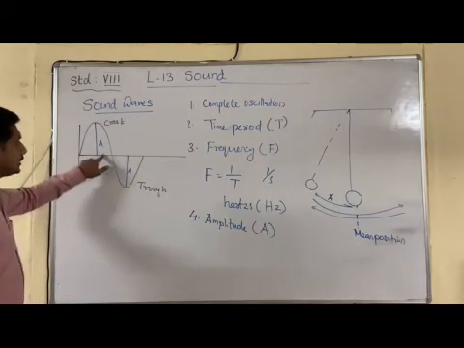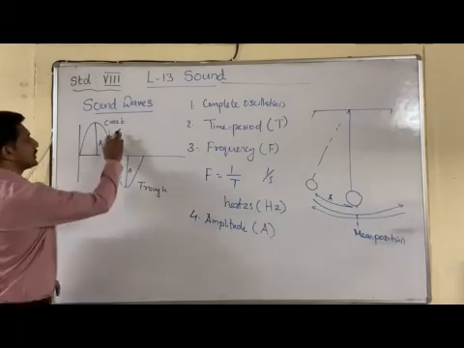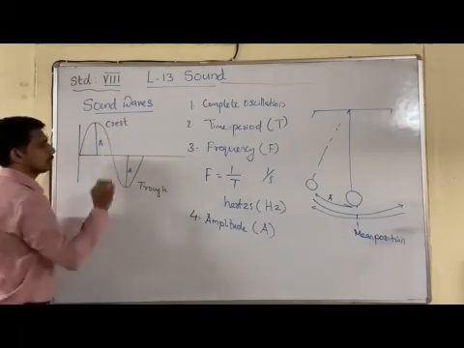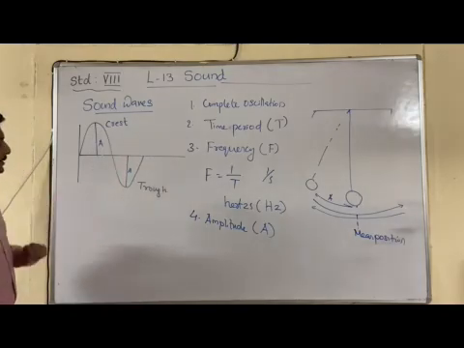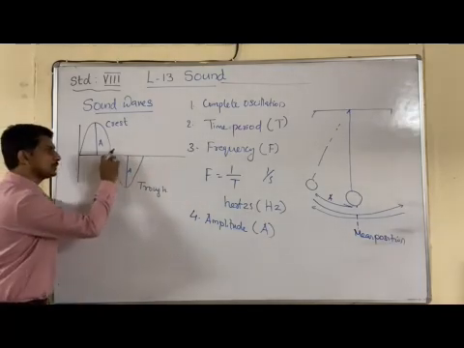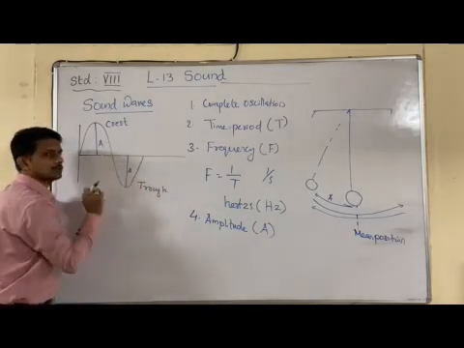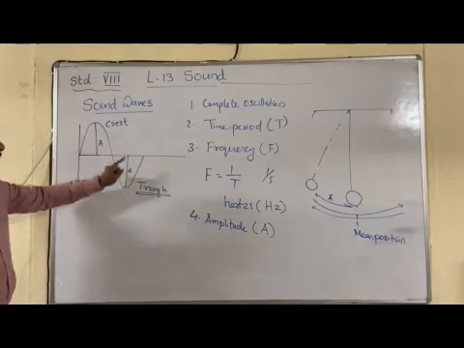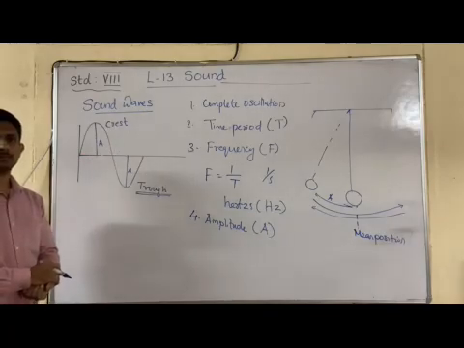The positive amplitude of the wave we call a crest. Positive amplitude is known as a crest. And what is this negative amplitude of this wave? That is known as a trough. So crest and trough also. Clear?